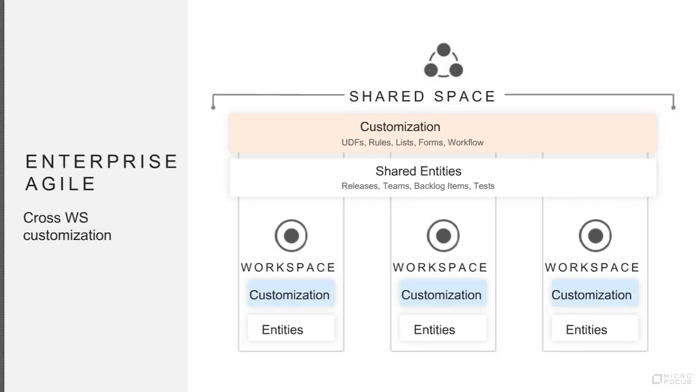Crossway, the shared space notion, this is part of our Octane Enterprise Edition, was introduced in the previous release and we are enhancing it. And here is where you create your shared customization that spans across workspaces, whether that's UDFs or workflow. And here you will also create entities that you want to manage across workspaces. So in CP5, the first entity that we support is the ability to create releases that span workspaces, and that will actually allow you to do cross-project or cross-program reporting with that notion.